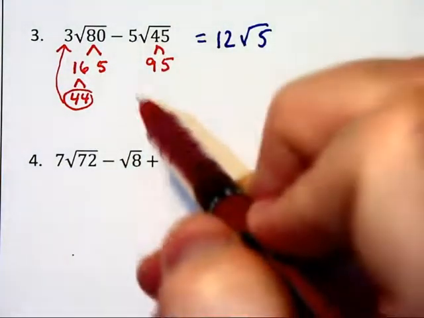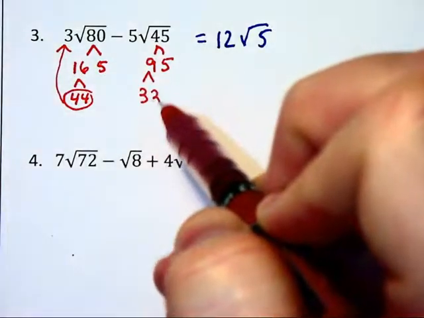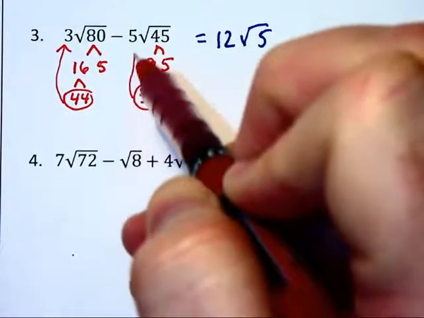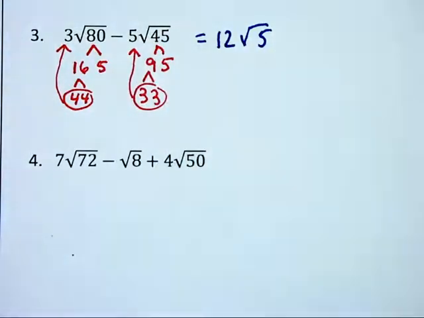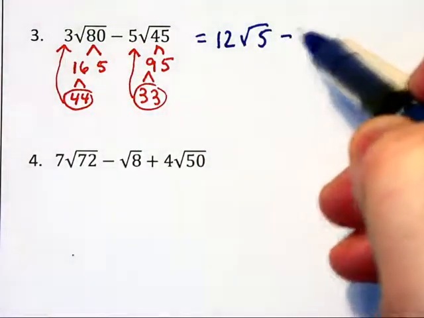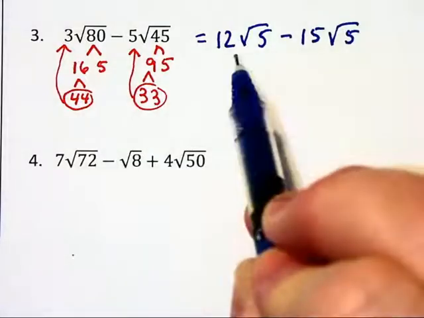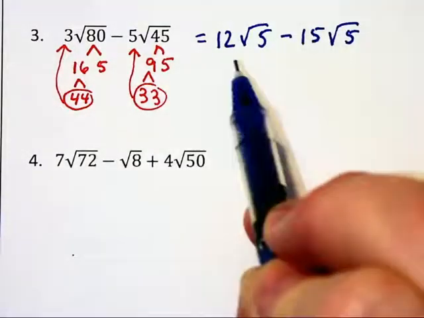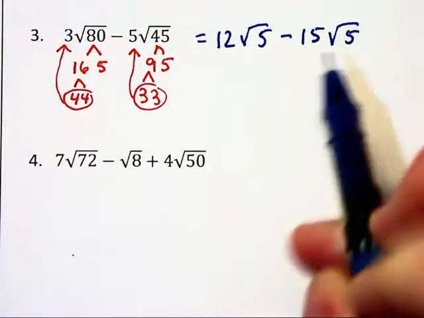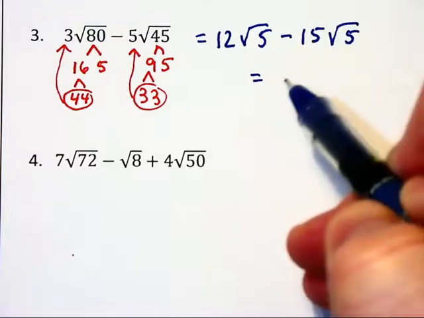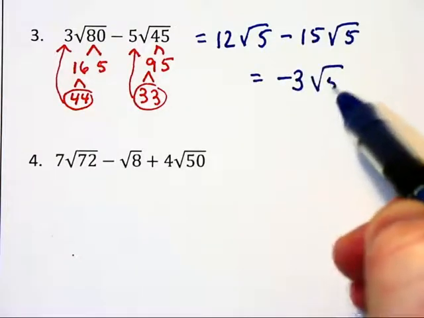Likewise, the 9 is 3 squared, and so we have a pair of 3's that come out as a single 3, multiplied by the negative 5 that's already out there, and give us negative 15 root 5. Now we have square roots of 5, which have the same index and the same radicand, and we can subtract and get negative 3 root 5.